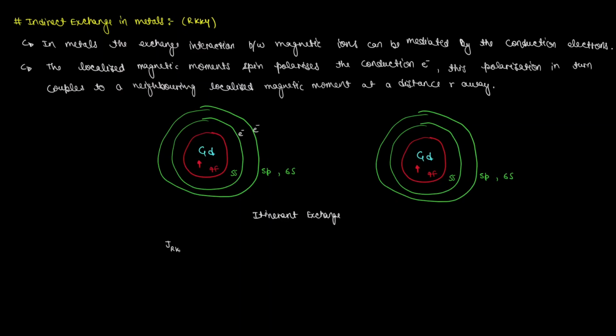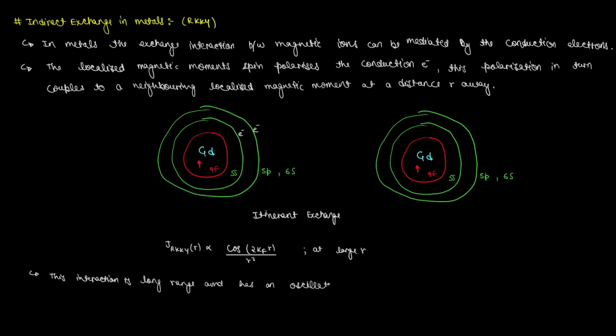The coupling takes the form of an R-dependent exchange interaction J_RKKY proportional to cos(2k_F R) divided by R cubed at large R, where k_F is the Fermi radius. This interaction is long range and has an oscillatory dependence on the distance between the magnetic moments. Hence, depending upon the separation, it may be either ferromagnetic or antiferromagnetic.